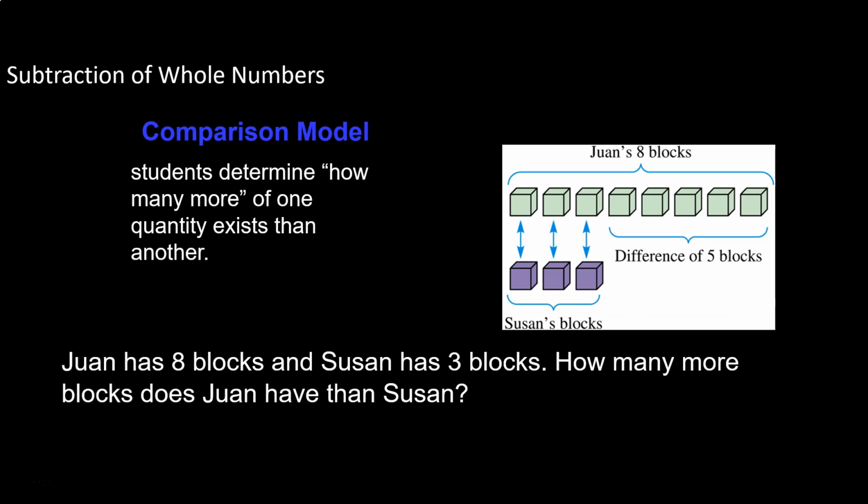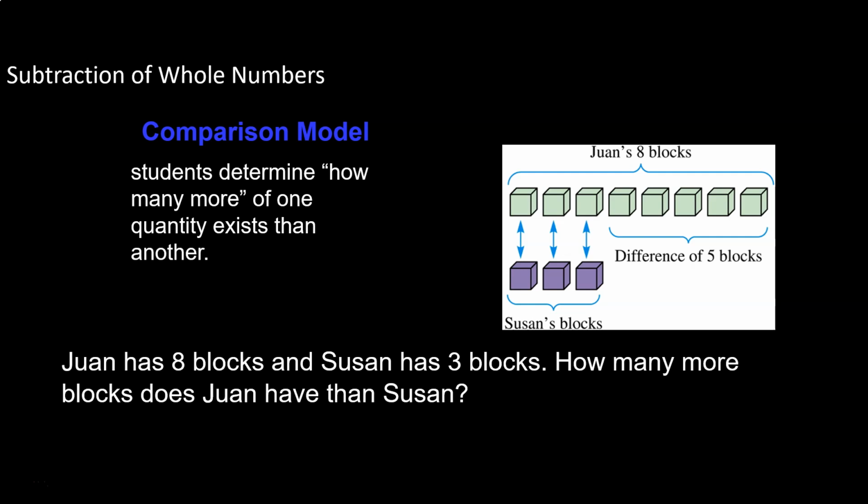We can also use a comparison model, which is a lot like what we just saw on the number line. If we're looking at a subtraction problem like 8 minus 3, we can say, well, maybe Juan has 8 blocks, Susan only has 3 blocks. How many more blocks does Juan have than Susan? This is just another way to model difference. How different are the numbers of blocks that Juan and Susan have?